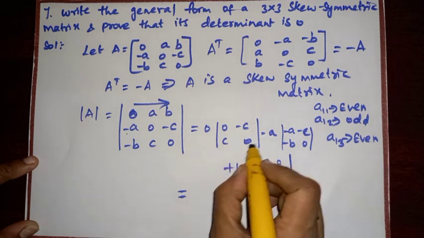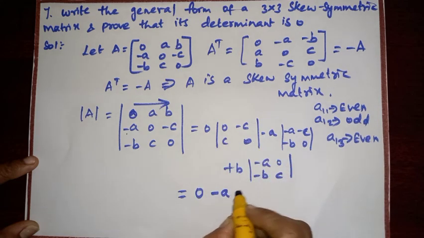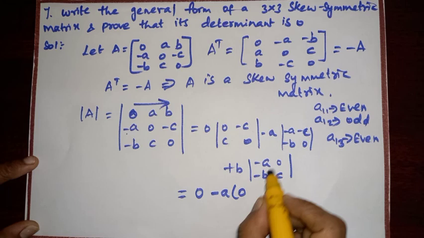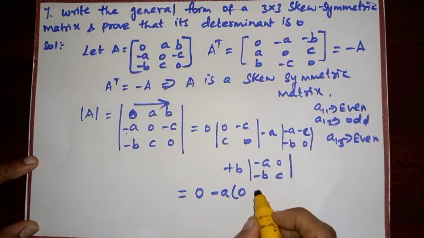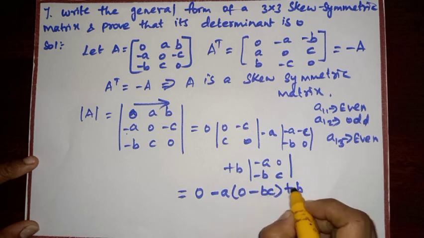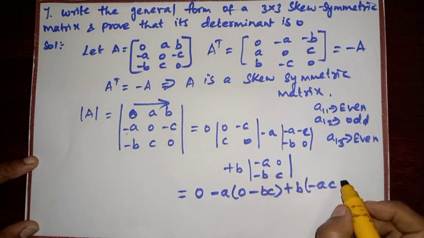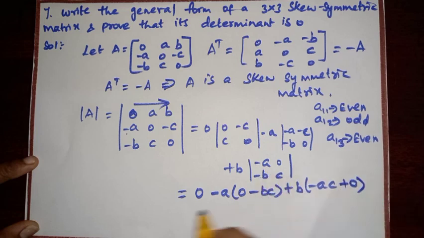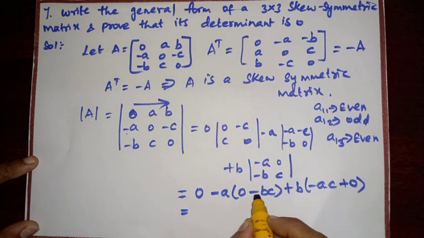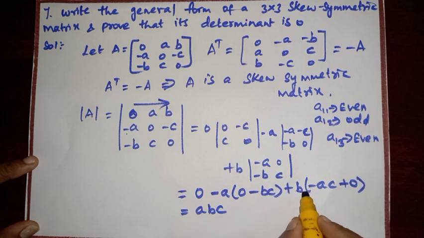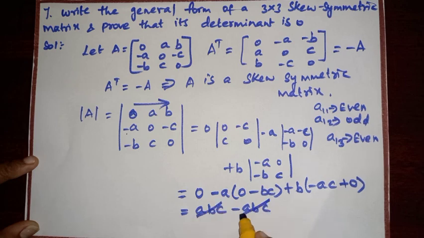Now 0 into this determinant is 0. Minus a, 0 into minus a is 0. Minus and minus is plus bc. Plus b, minus a into minus c is plus ac, minus b into 0 is 0. So we get minus a into bc is minus abc. Plus b into ac is plus abc. Minus abc plus abc is cancelled, which is equal to 0.